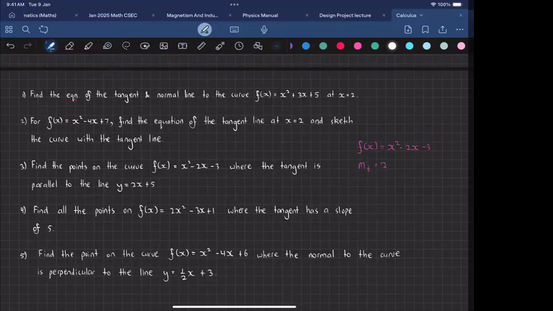So read the question. Find the points on the curve f of x is equal to x squared minus 2x minus 3, where the tangent is parallel to the line y is equal to 2x plus 5. All right. What are they giving us? They give us the function. And they tell us that the tangent is parallel to the line y is equal to 2x plus 5. Okay. What could we take out from the information they gave us?